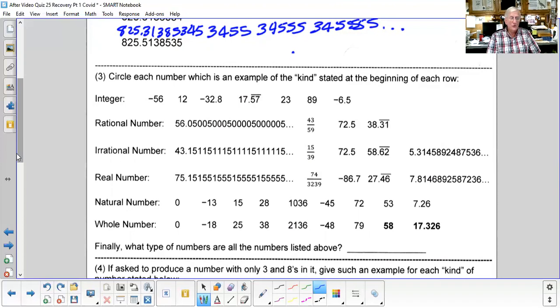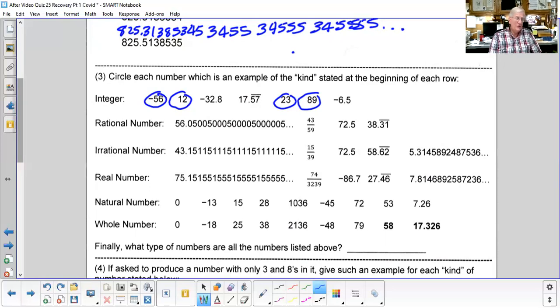Okay, hopefully you circled the following numbers. That's an integer, that's an integer, this is an integer, and this is an integer. The other 3 are not because they have decimals in them and they are rational numbers.